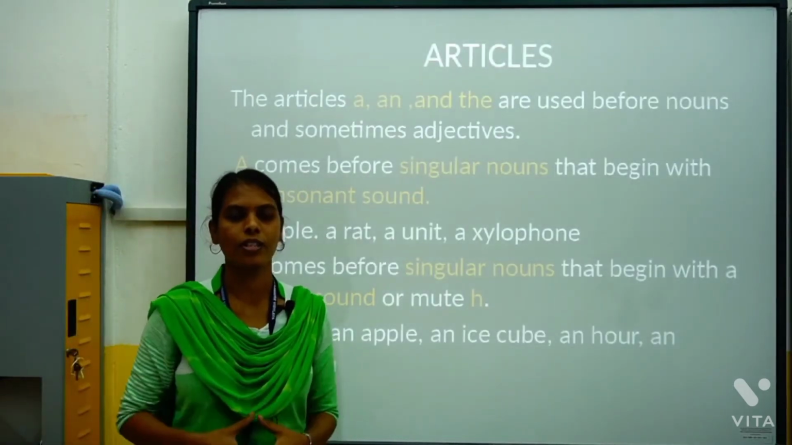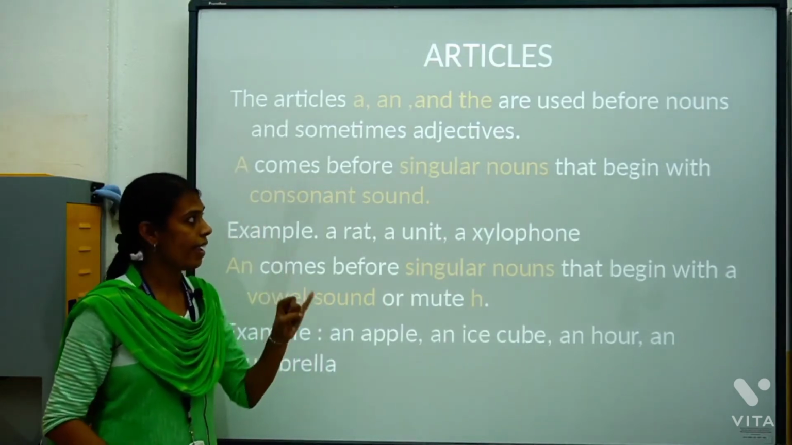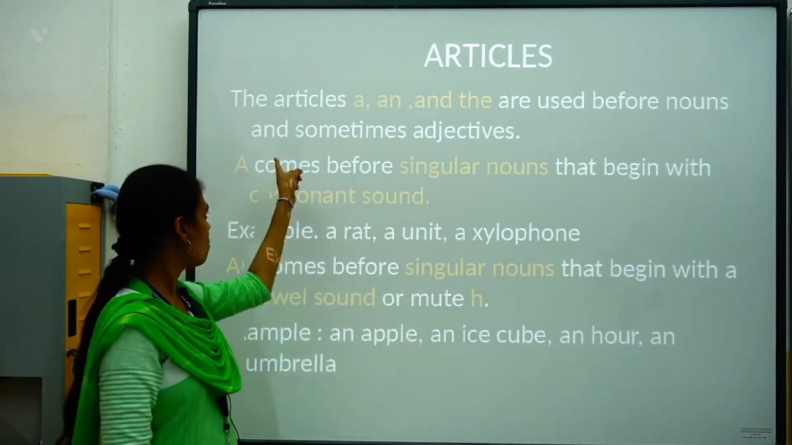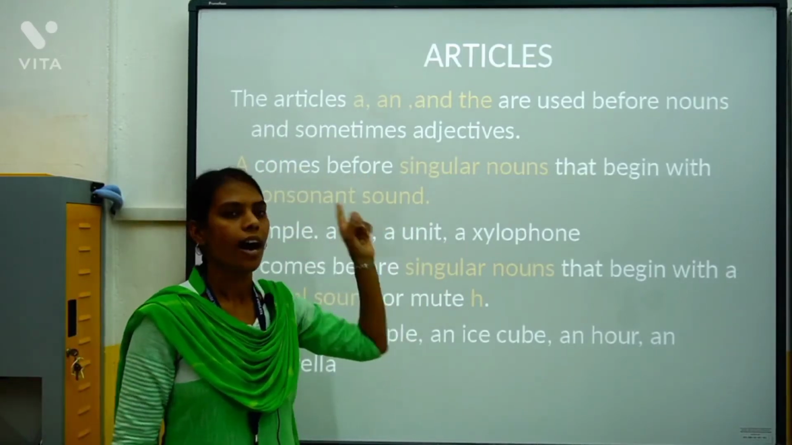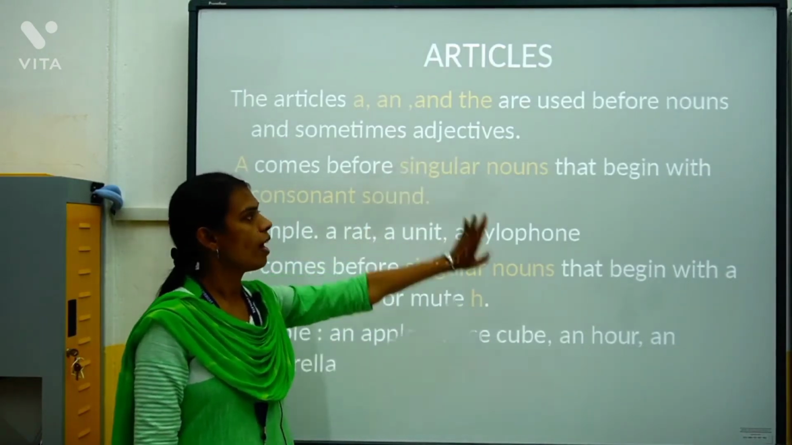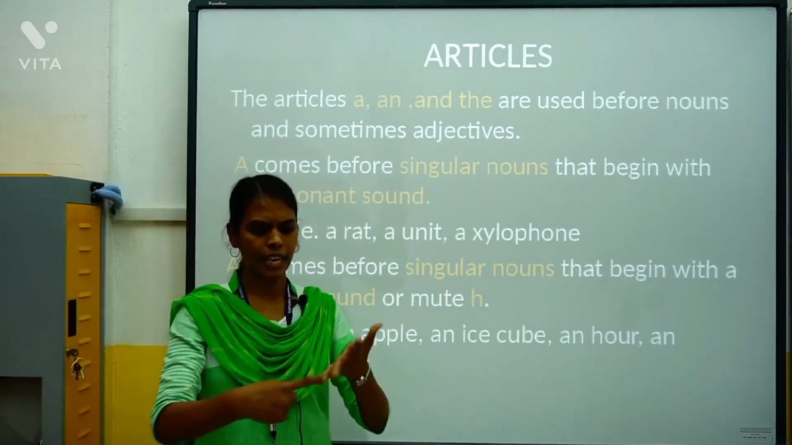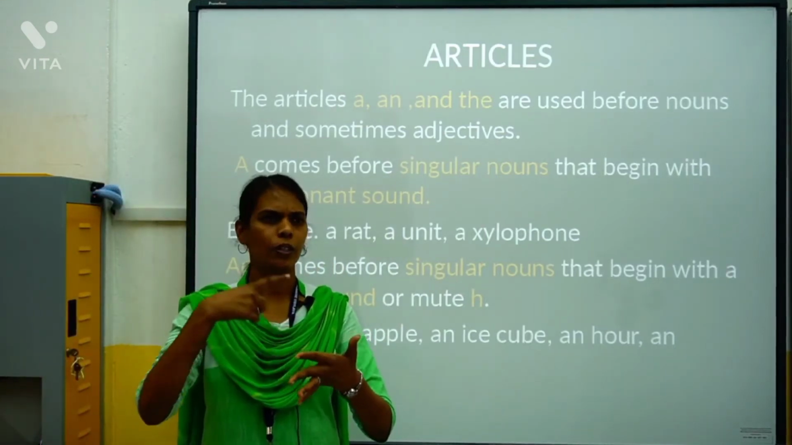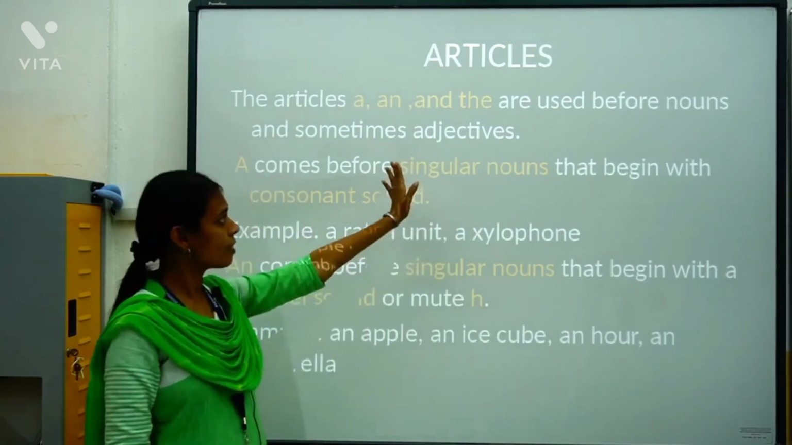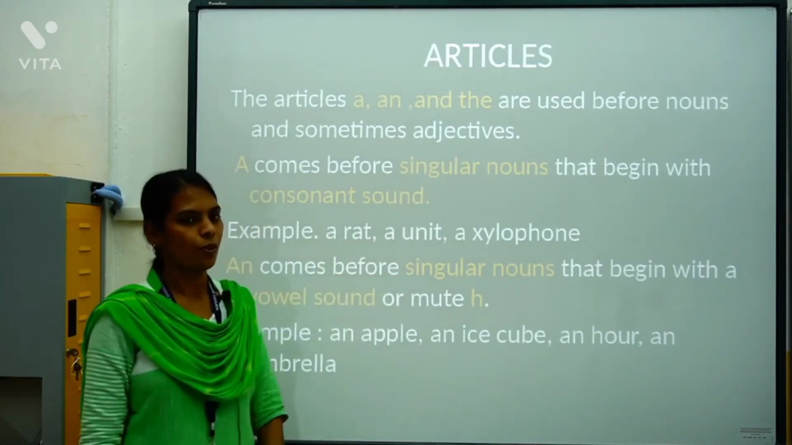Now we are going to see what the articles are. The articles are a, an and the. These are used before nouns and sometimes before adjectives, right? Now we have seen what nouns are. There are so many: places, things, persons, qualities. Generally these are nouns. So these articles will be used before nouns or adjectives, right? Yes.